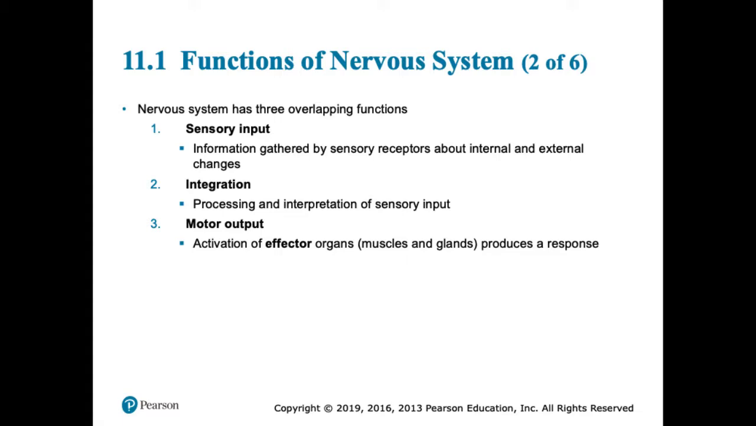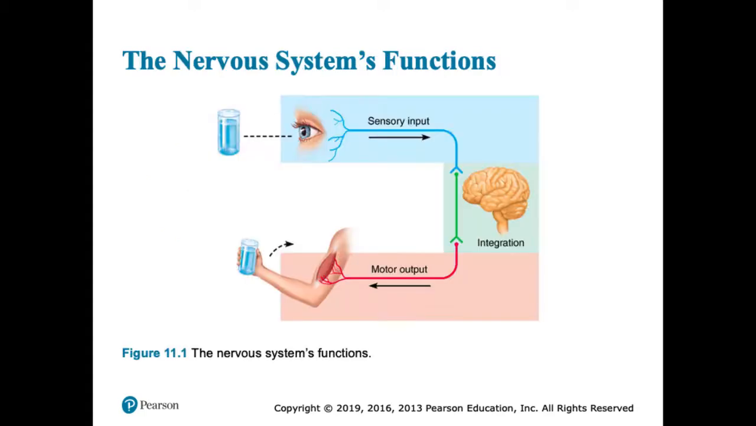So the nervous system has three overlapping functions. It has sensory input, so that information that's gathered by sensory receptors about internal and external changes. Then the integration, which is the processing and interpretation of that sensory input. And then there's motor output, the activation of effector organs, muscles, glands, things like that, which produces the response.